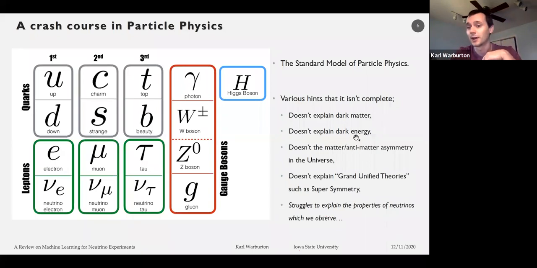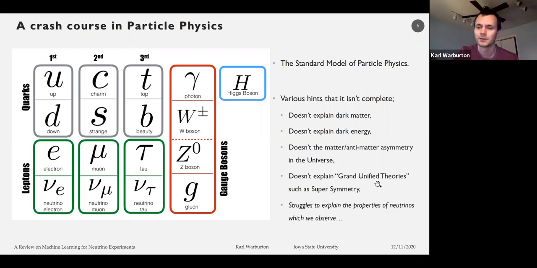It doesn't explain dark energy, which is that we see that the universe is expanding faster and faster as it expands, which goes against our theory of the Big Bang, where really the acceleration should be slowing down. It doesn't fully explain the matter-antimatter asymmetry in the universe. So from the Big Bang, matter and antimatter should have been made in equal amounts. However, we're here, so that clearly wasn't the case.